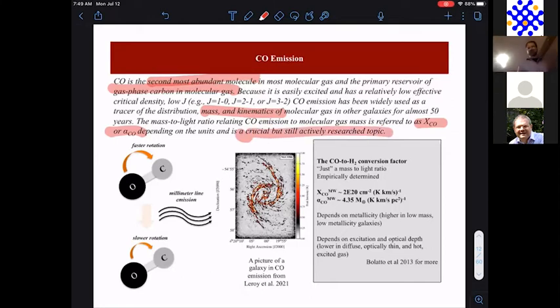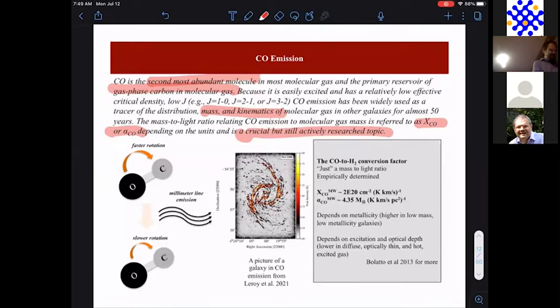we don't know nothing about this. We have some pretty good numbers. We have a good handle on what this number is in the Milky Way with some attached uncertainty. But this is still a topic of active research that is a fundamental limitation to our knowledge of the amount and distribution of molecular gas in galaxies.